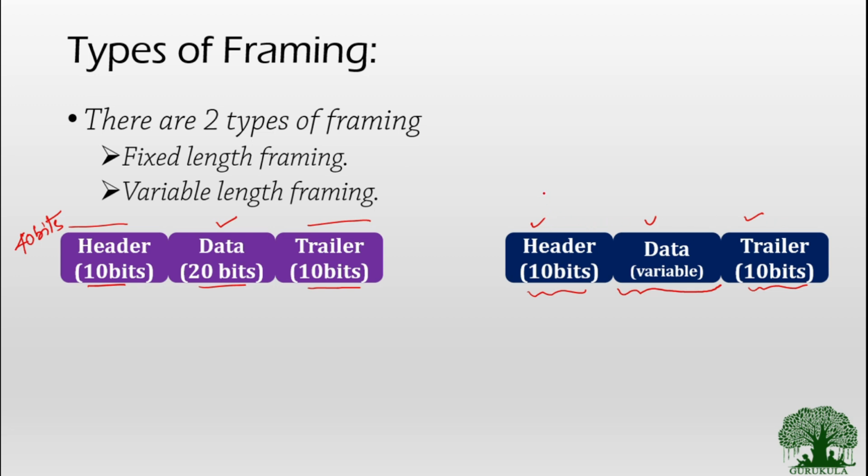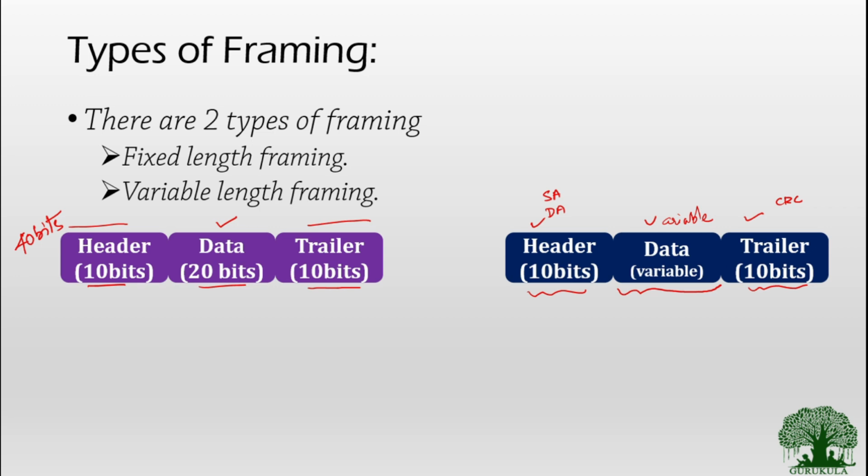Likewise, your header is going to carry the source address and the destination address and something like that, and your trailer is going to carry a few bits that are responsible for error detection and error correction codes. So all these bits are already fixed, so there is no point in giving a variable frame for these sections. The header and trailer have a predefined length, and only the data field is variable. So this kind of frame is what we call variable length framing.